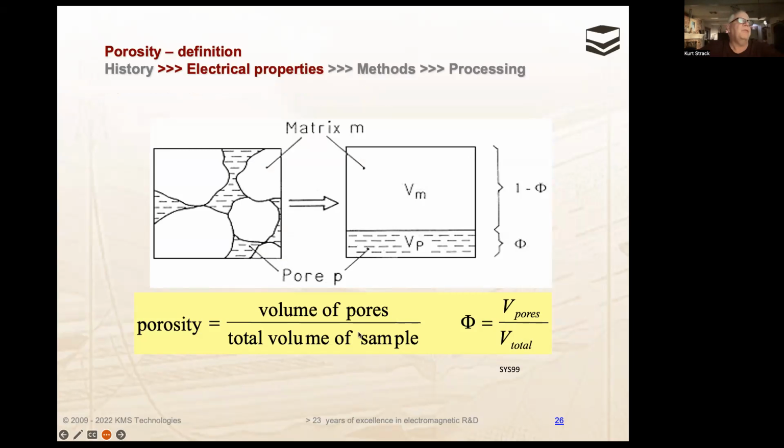Here, to review that definition again, we have the matrix with the grains, and this is the pore space. So the matrix fills a certain volume, and the pore space fills a certain volume. So the matrix volume is 1 minus the porosity, and porosity is the volume fraction. So porosity is a dimensionless quantity, like 20% porosity means 0.2.